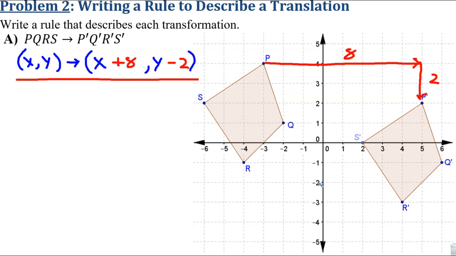Now, I could have picked any other set of points. Let's see here, if I went from R to R prime, it's going to be right 1, 2, 3, 4, 5, 6, 7, 8 as well. Okay, and down 2 as well. So it doesn't matter which point I pick to start off with, as long as I get it to its corresponding point on the image. All right, so that's how to write translation rules. Once again, take a minute, pause the video, work through part B in the note guide, and check your answer before we move on to the rest of the lesson.